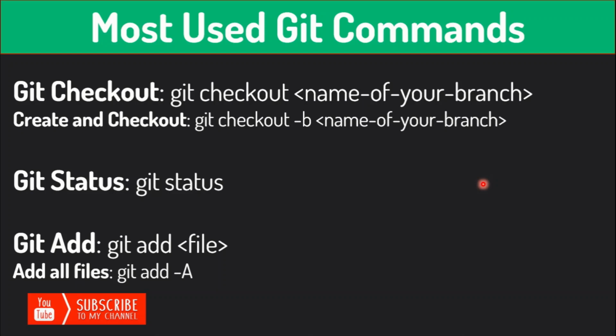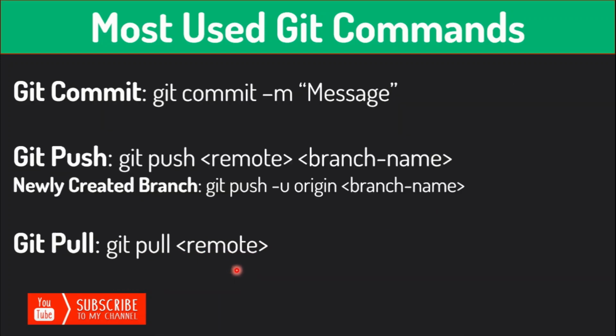The next one is git add. When we create, modify or delete a file, these changes will happen in our local only and won't be included in the next commit. We need to use the git add command to include all those changed files into our next commit. To add a single file, we can use git add and the name of the file. And if we want to add all the changed files, then we can use git add -A. The next command which will be used after git add will be git commit.